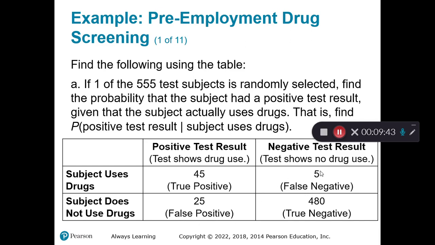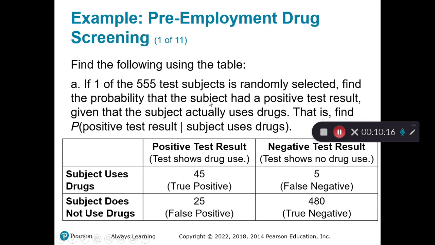And then over here where my cursor is would be another set of incorrect results. These are people who do use drugs in reality. However, the drug test did not detect that, and we have negative test results. These are called false negatives. All right, let's pose the question now. If one of the 555 test subjects is randomly selected, and this number 555 comes from adding all four of these numbers, 45 plus 5 plus 480 plus 25.